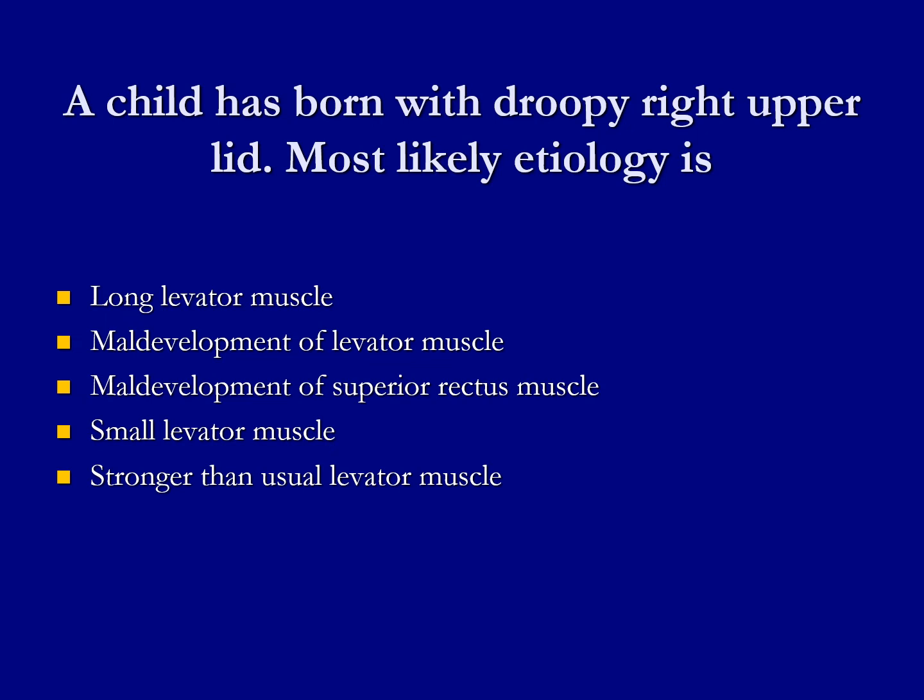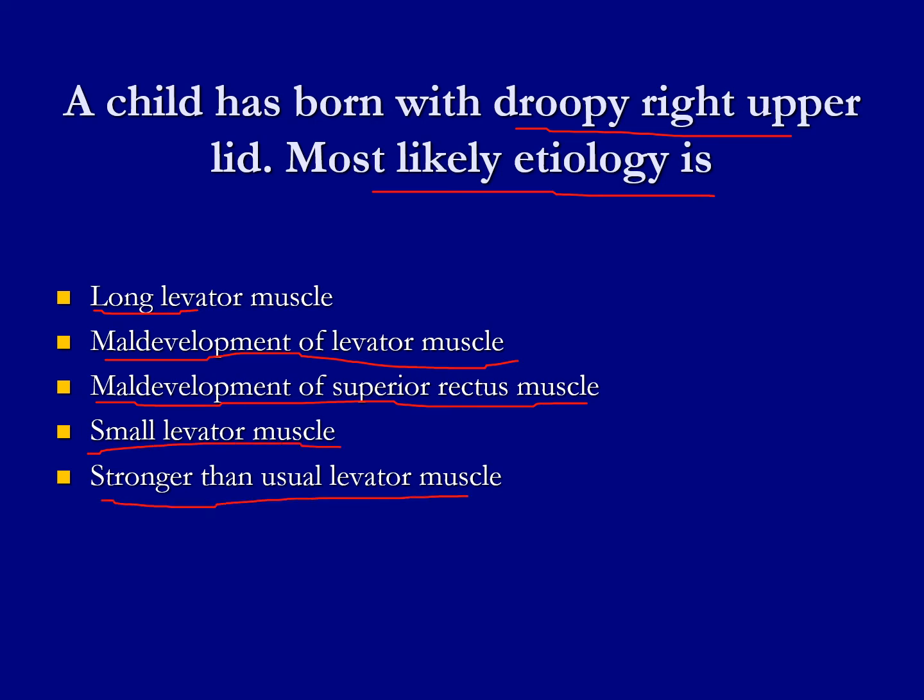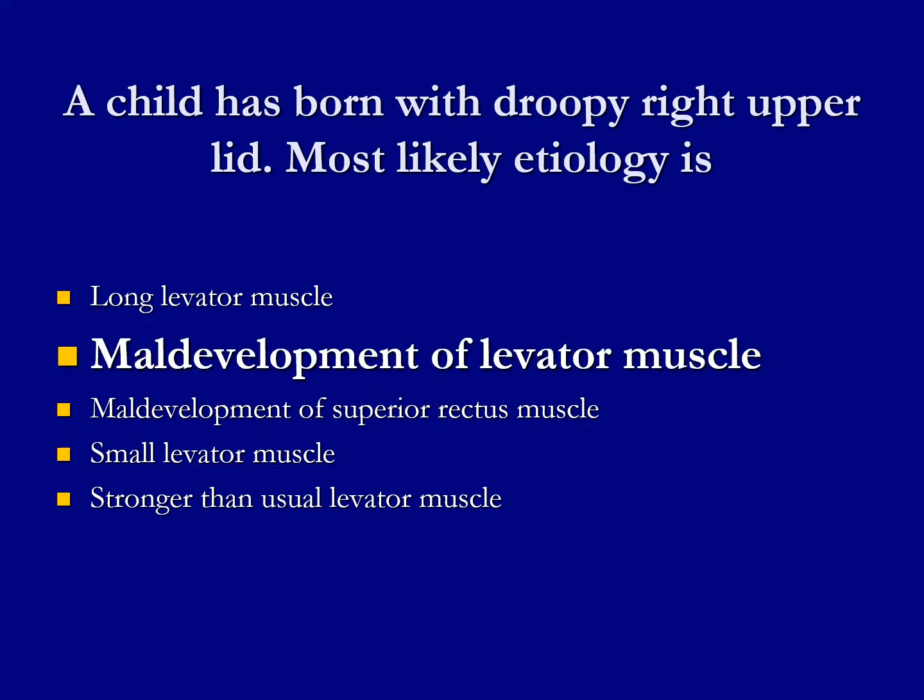A child is born with a droopy right upper lid. Most likely etiologies? Again, it was in the slide. Long levator muscle? No. Maldevelopment of the levator muscle? Maybe yes. Maldevelopment of superior rectus? No, there was no mention of superior rectus. Small levator, no mention of that. Stronger than usual levator, no mention of that in the slide. So the answer would be maldevelopment of the levator muscle, as it was in the first slide. And the answer is maldevelopment.